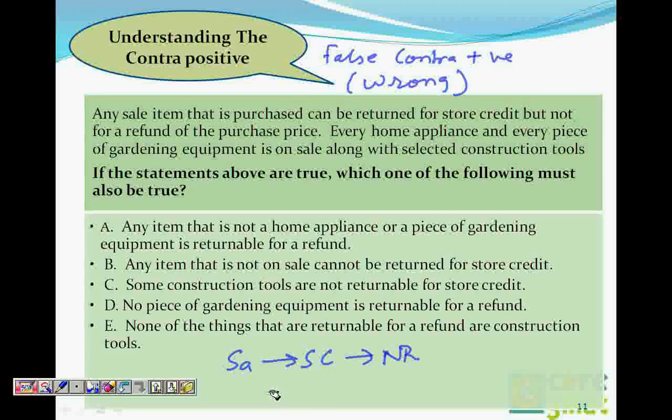That will be: if it is returnable for refund, it is not on store credit. It is not SC. Therefore, it is not on sale. Right? Okay. So let's see the next statement.